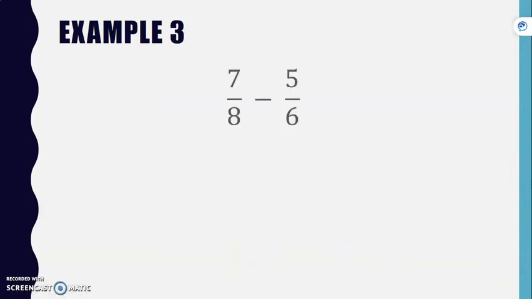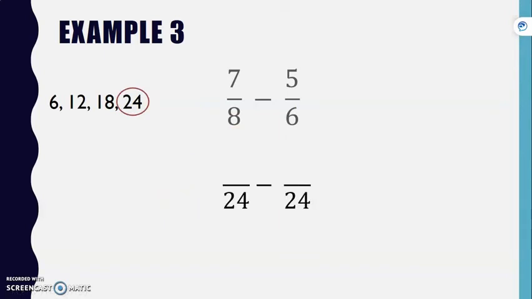We're going to do the same thing, except instead of adding the numerators, we're going to subtract them. So I'm going to list out the multiples of the smaller denominator, which is 6, until I reach a multiple of 8. And I have 6, 12, 18, 24. Well, I know that 24 is a multiple of 8, so I'm going to go ahead and circle that. That's going to be my least common denominator. So now I'm going to change the two fractions to something out of 24. 8 times 3 makes 24, so 7 times 3 makes 21. 6 times 4 makes 24, so 5 times 4 makes 20. Now I subtract the numerators, 21 minus 20, and I keep the denominator the same, 1 out of 24. So my solution is 1 out of 24.